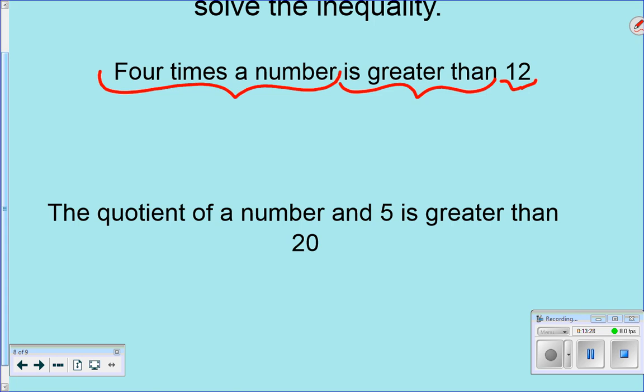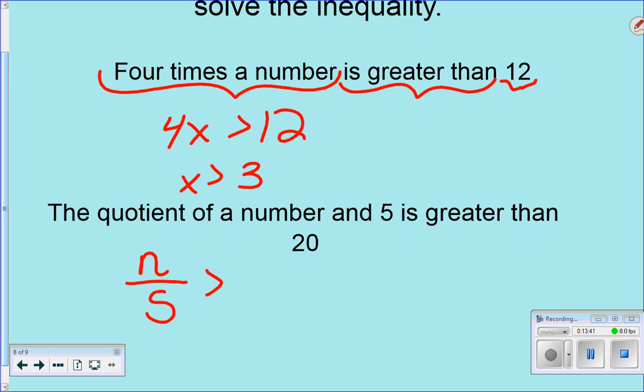So this one looked like this. 4x greater than 12. And then you might have to solve it, just like yesterday. Divide by 4, x should be greater than 3. This one would be a quotient of a number, so n and 5 is greater than 20. That's what that one should look like. And then you should be able to solve it. Okay? And then I always show it with the line, I guess, because that's what I'm used to. But if you want to show it with the dot, line dot, that's fine.